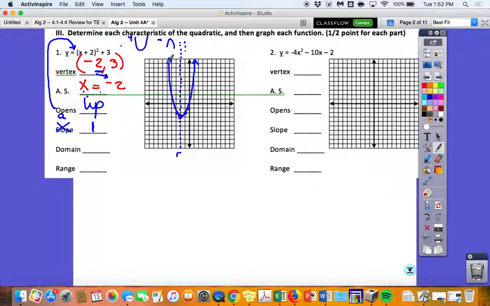Now, domain. The domain on all of these things will always be negative infinity to positive infinity. Always. They're not going to change because they're quadratic functions. They get fatter and fatter and fatter. So they're going to eventually get to negative infinity and eventually get to positive infinity. Now the range, that's different. So every problem is going to be different for range.